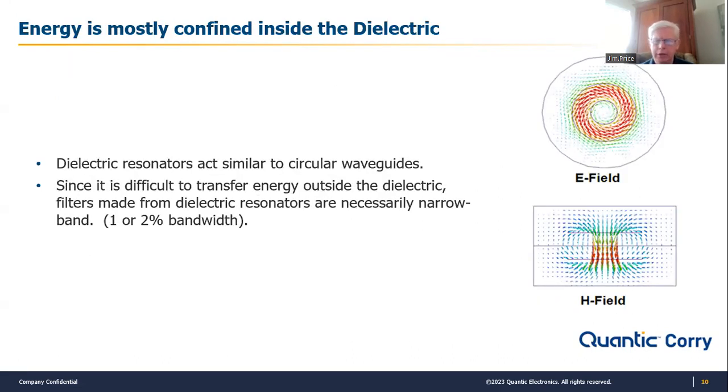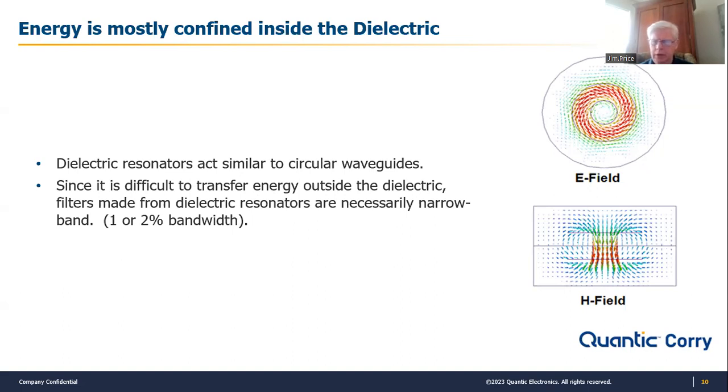Well, they don't radiate much. Here's an example of the electric fields and the magnetic fields inside one of these little hockey pucks. Most of the energy, as you can see, is confined inside the dielectric itself. Not much radiates out. And that is one of the reasons for its great Q performance, because it doesn't radiate a lot of energy into the surrounding environment.